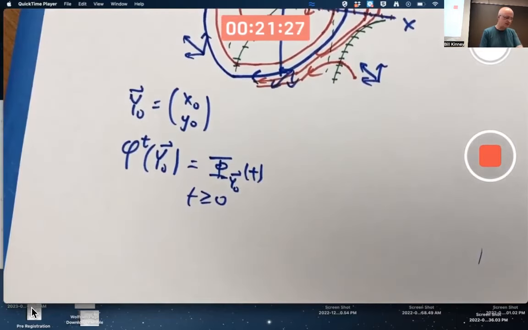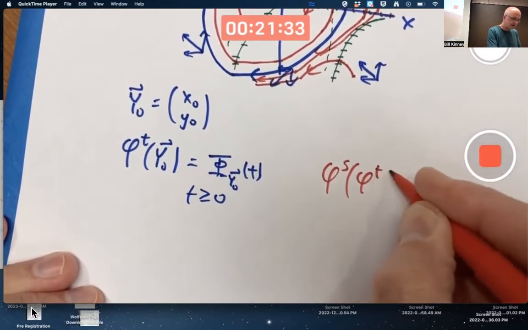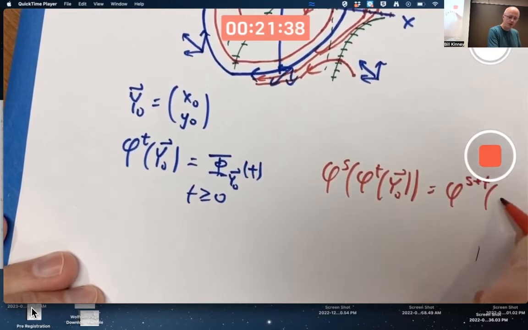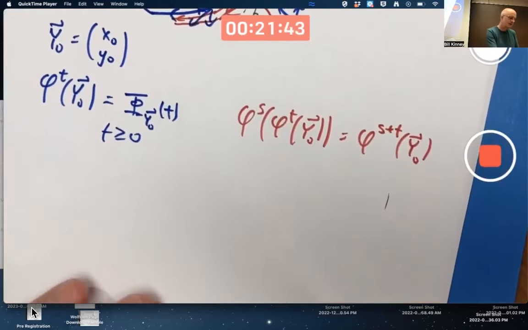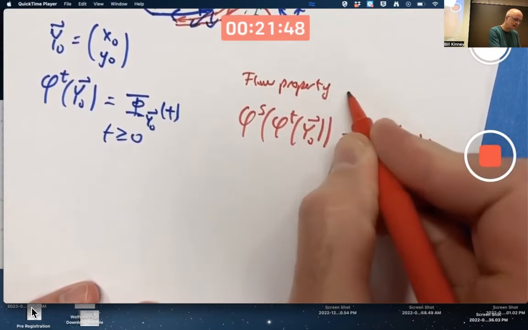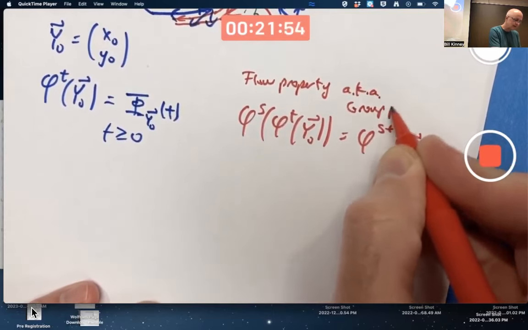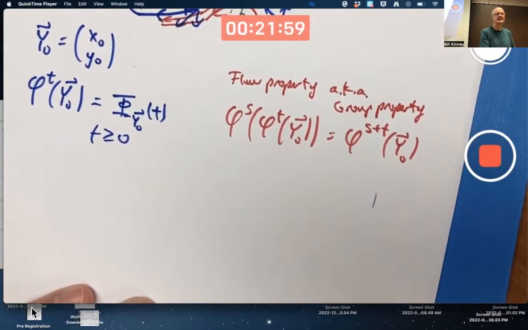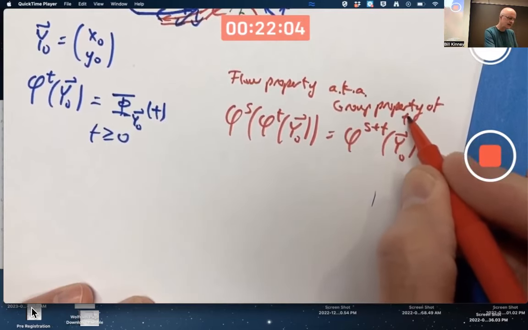The flow properties can still be proved to work. When you compose two functions like this, it's like adding their exponents. That can still be proved and is still important. Flow property is one name for this. Actually, a better name is the group property of the flow. Why is that a better name? It's related to the study of something called group theory. It's abstract algebra. I don't want to get into details.